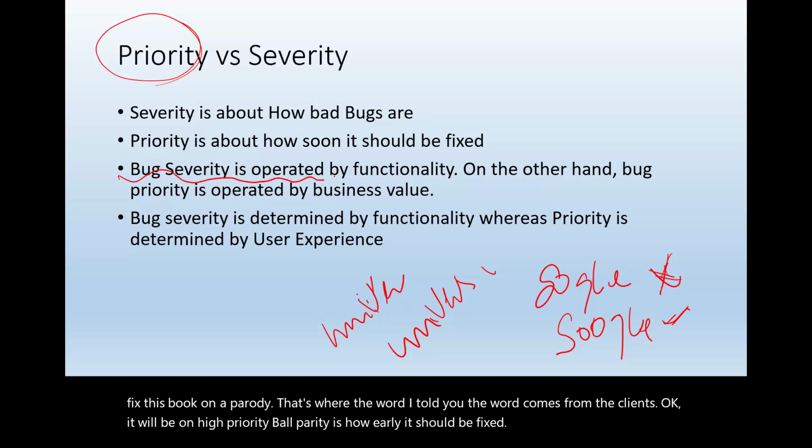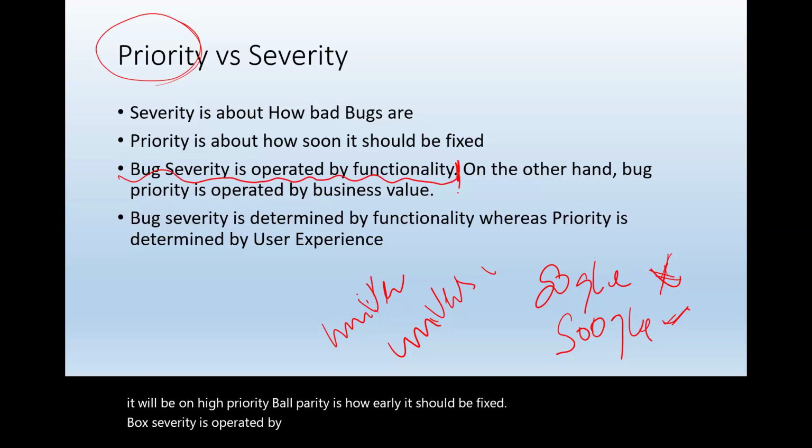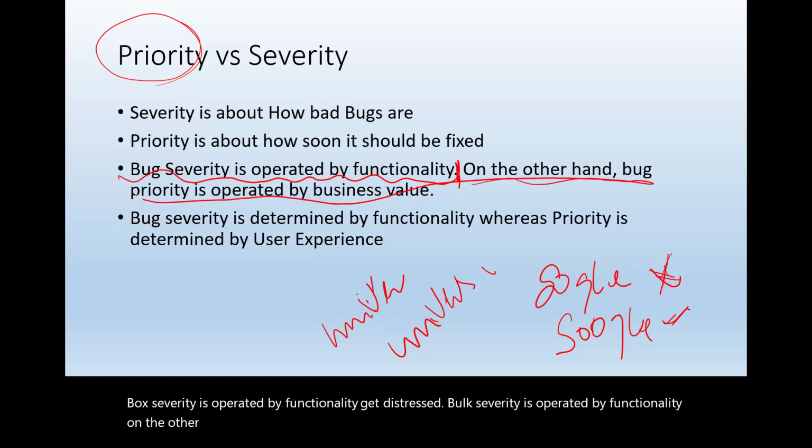Bug severity is operated by functionality. Get this straight. On the other hand, bug priority is operated by business value.